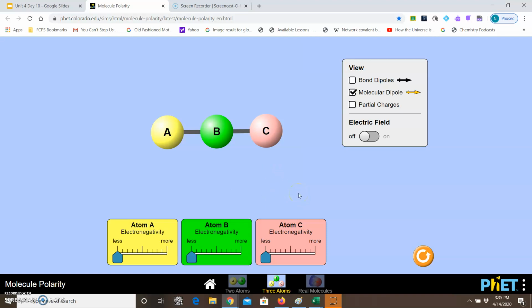Now what I'm going to have you do is take atom C and gradually ramp up its electronegativity. All right. So what do you think will happen to the molecular dipole? Will the molecule become polar and get a molecular dipole? Or will it remain nonpolar if you increase the electronegativity of atom C?